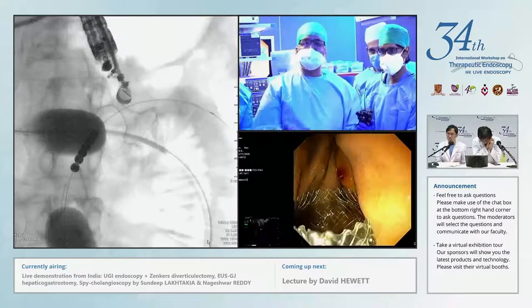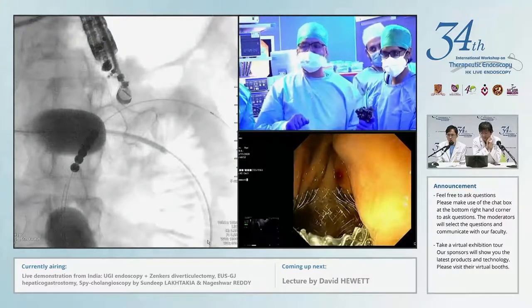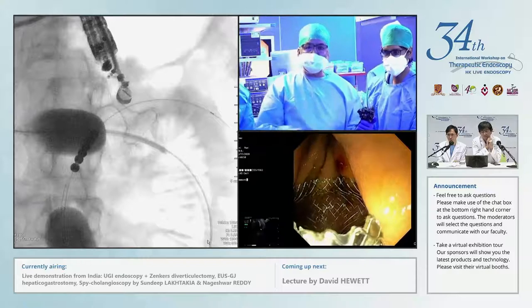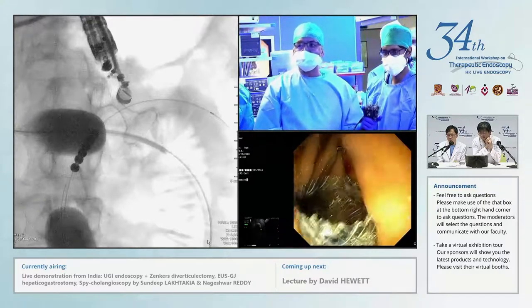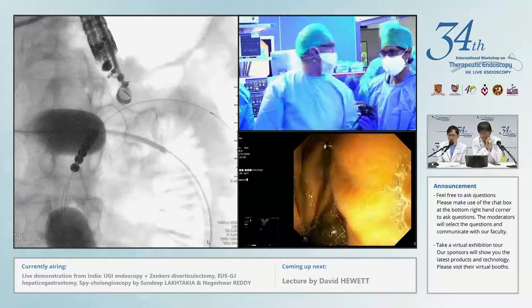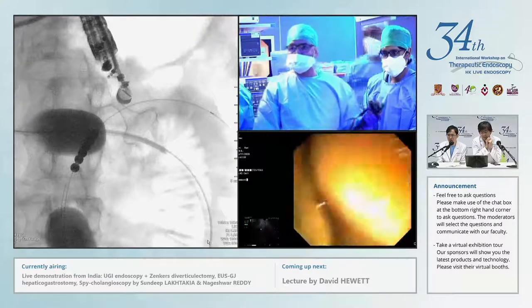We can actually go to the next room. Before you go, let me tell you that this patient also has a biliary obstruction which needs drainage. So we'll continue the process, and when you come back from the next room, if we have everything ready, we'll show you the final position of the stent. Okay, sounds good. Thank you, Sandeep.